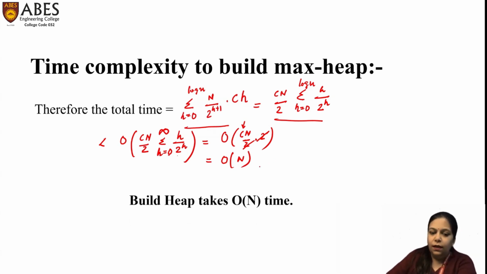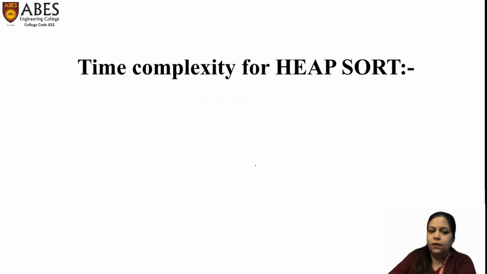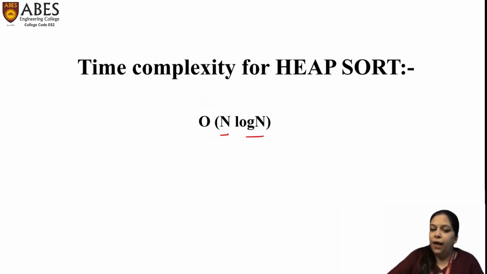So if we see the total time complexity of heap sort, it comes out to be n log n, as the complexity of build max heap algorithm is n, and that of the heapify algorithm, in the worst case, is log n. So the total time complexity of heap sort algorithm is nothing but n log n.